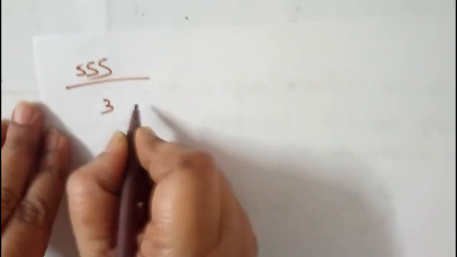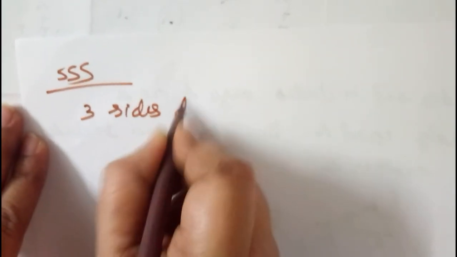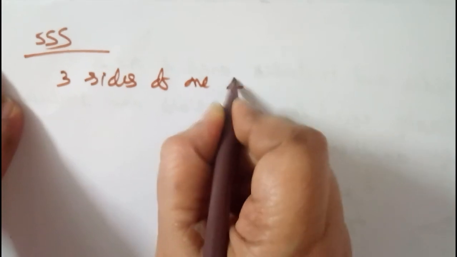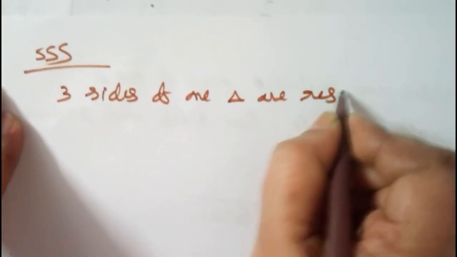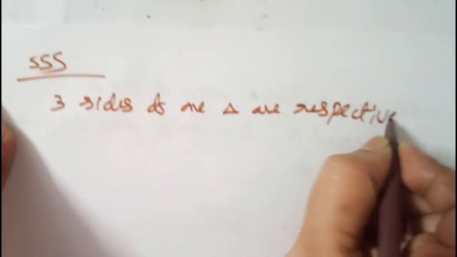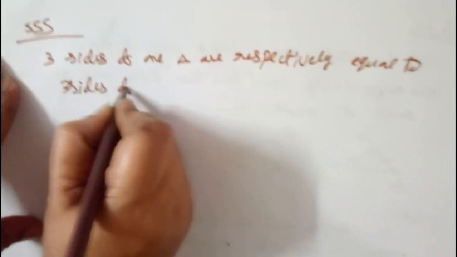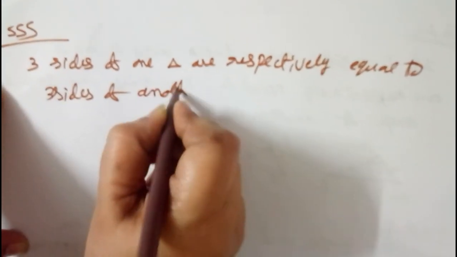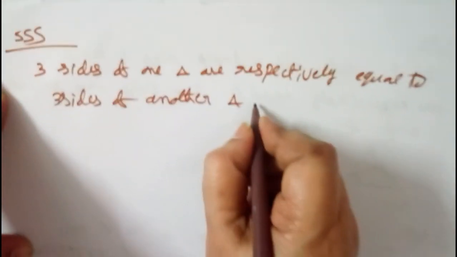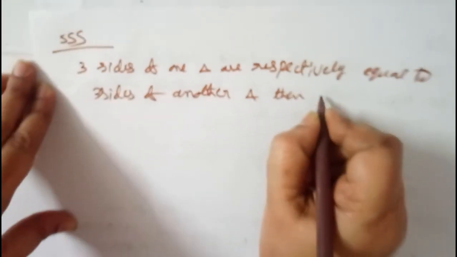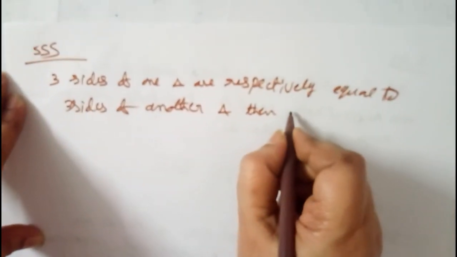Next one, third one is SSS. Three sides of one triangle are respectively equal to three sides of another triangle, then these two triangles are congruent.